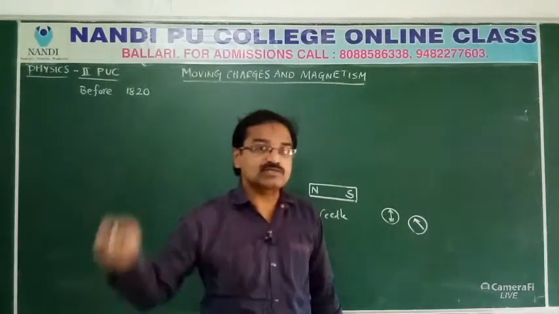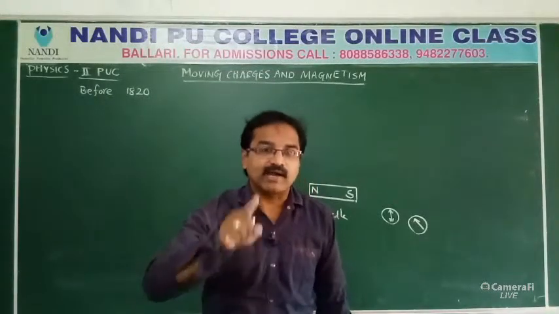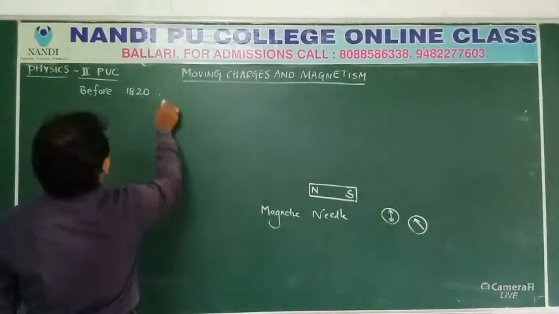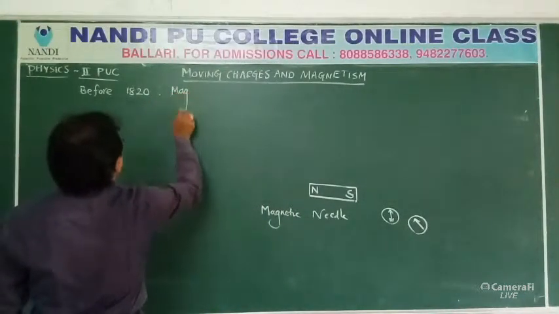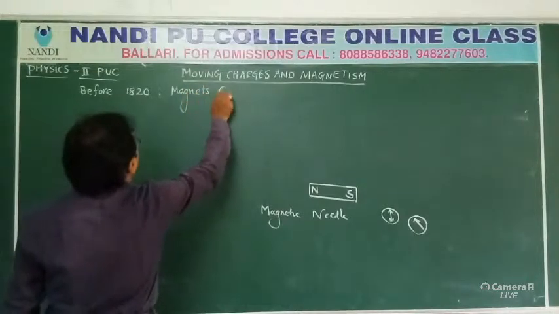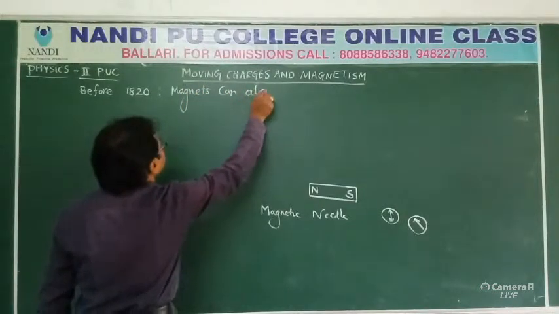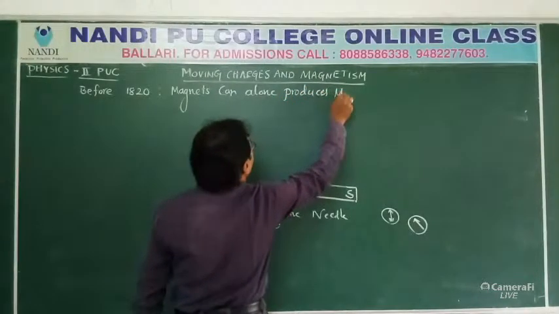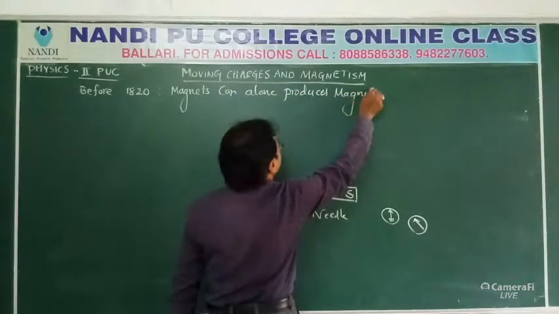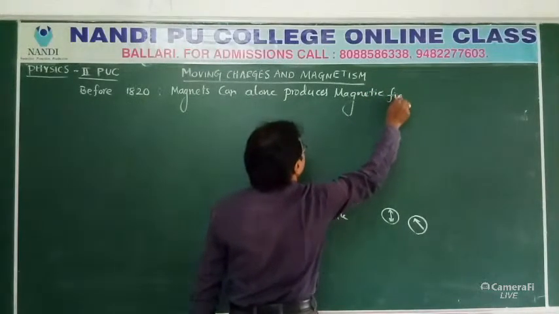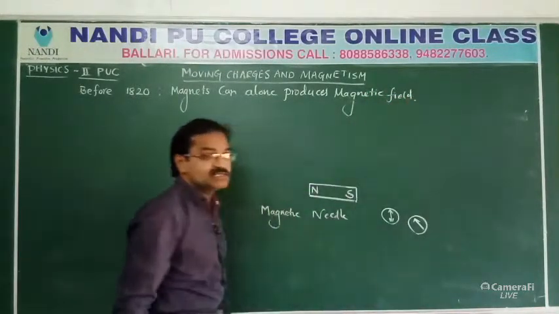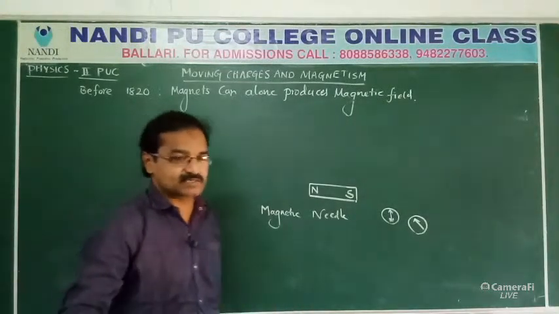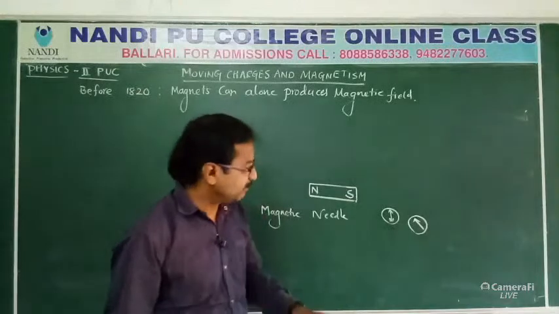Then what is the source of magnetic field? Magnets only. Okay. So before 1820, magnets alone could produce a magnetic field. The only source of magnetic field is bar magnets or magnets, right?